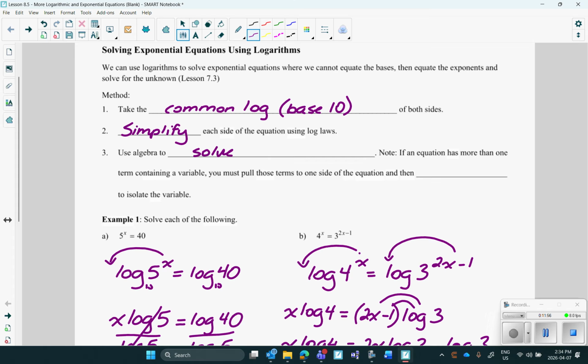Sometimes, like in example B, we get an equation that has more than one term containing a variable. We have to get them to one side and then factor out. And I'll be even more specific: GCF factor out. It'll always be a GCF.